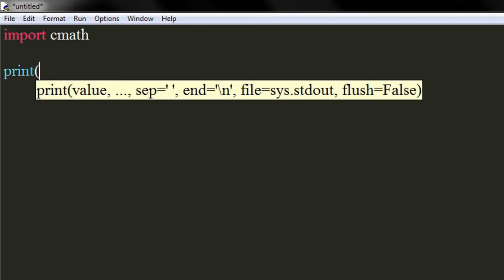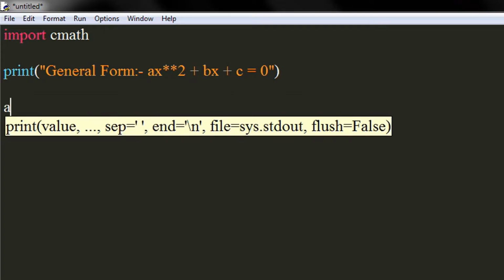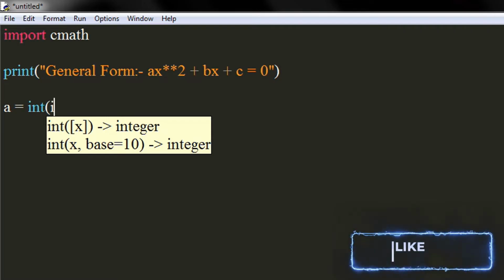We will now print the general form of the quadratic equation. This will give an idea to the user for inputting the values of the coefficients. We will ask the user to enter the values of each coefficient separately and store them in respective variables.